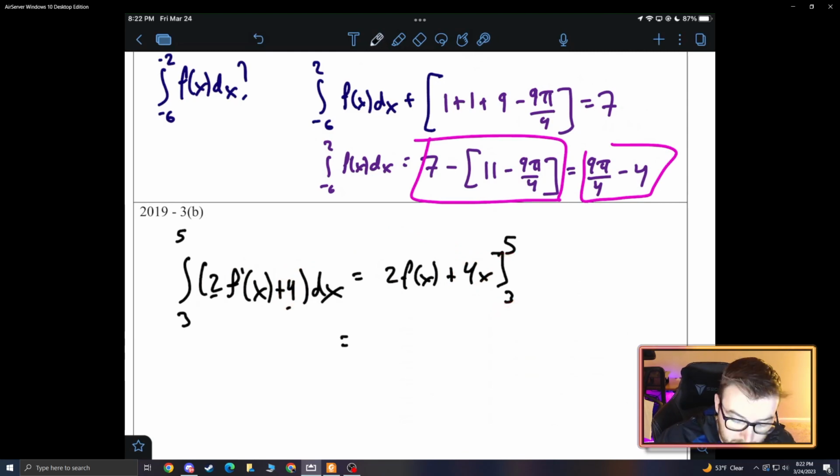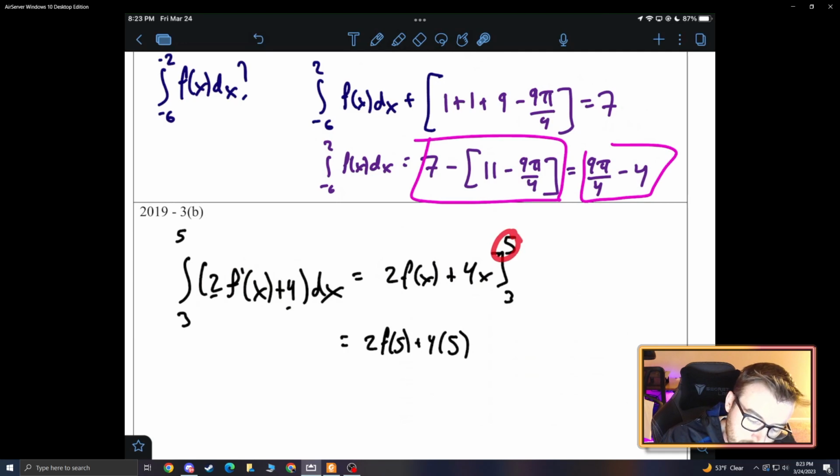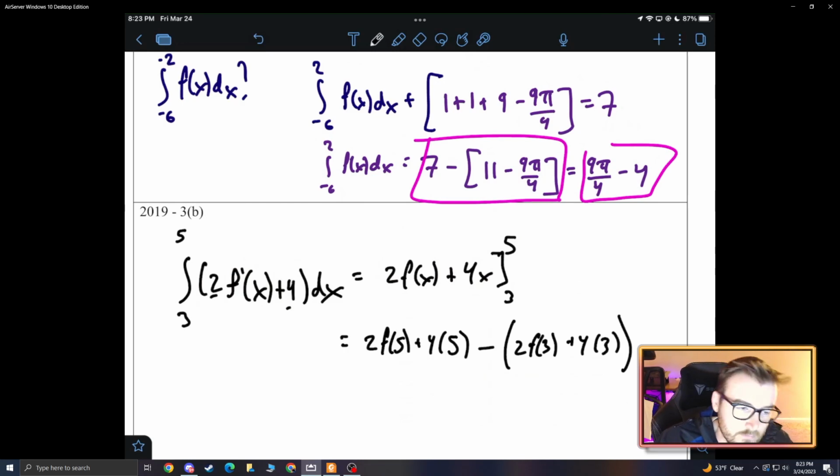Well, that means we do 2 of f of 5 plus 4 times 5. You plug in the upper bound first, and then you subtract, and now we plug in the lower bound: 2 times f of 3 plus 4 times 3. And I'm being careful about this big parenthesis, right? Because when we subtract the lower bound, we subtract both of these terms in the end.